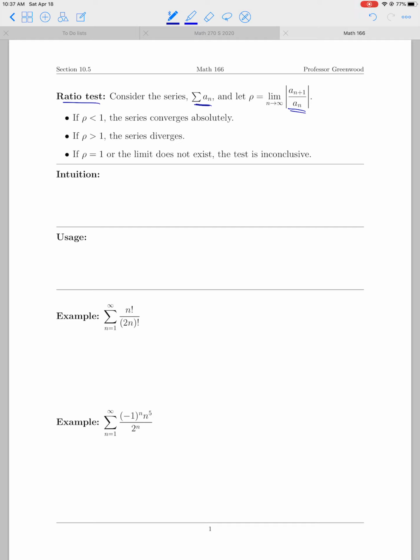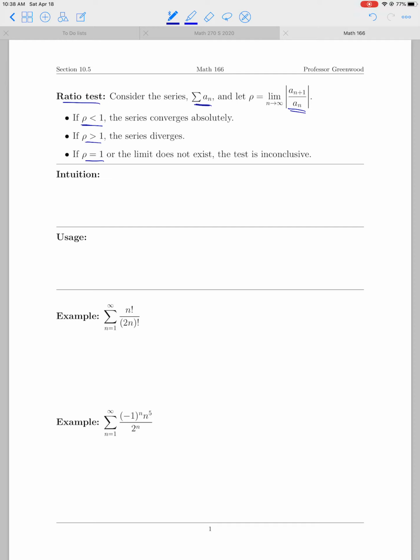The test says that if rho ends up being less than 1, then the series converges absolutely. If rho is greater than 1, then the series diverges. And if rho is equal to 1, or the limit doesn't exist for some reason, then the test is inconclusive, and that means that you need to try something else.